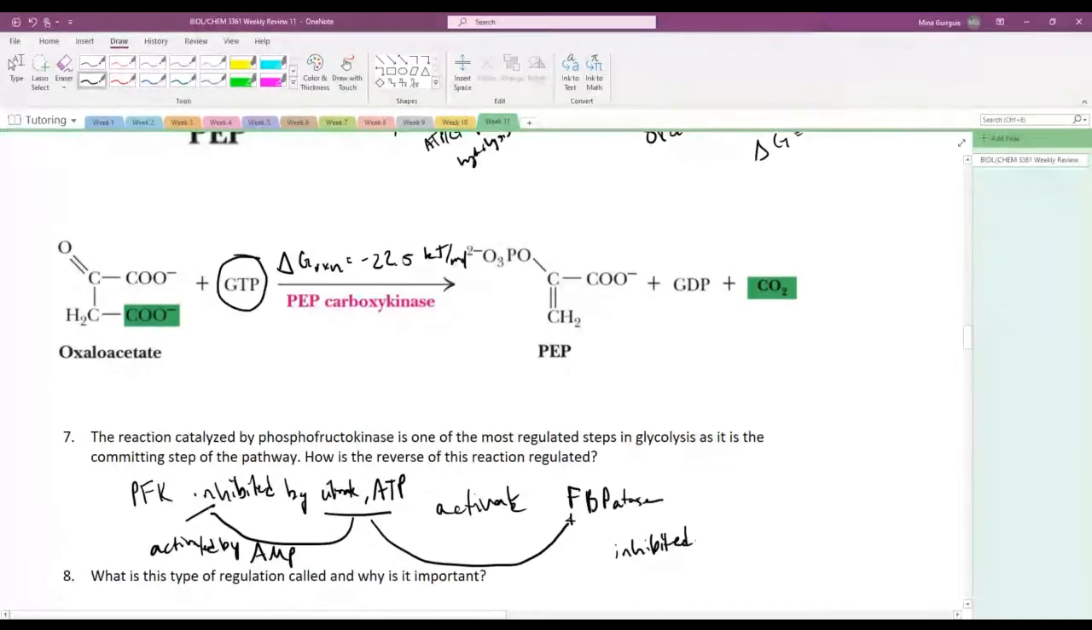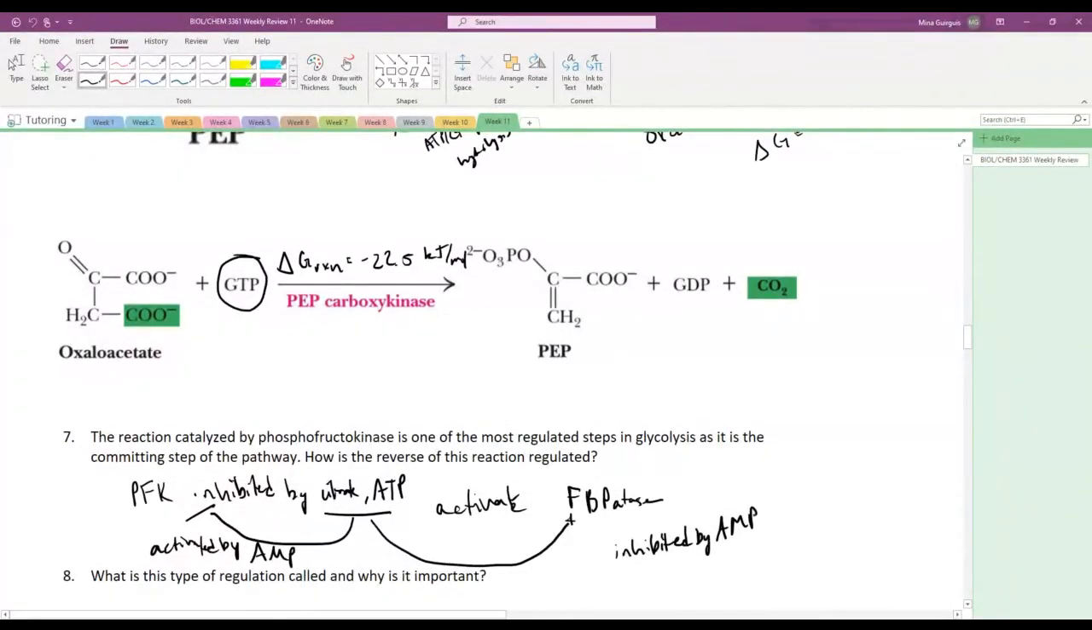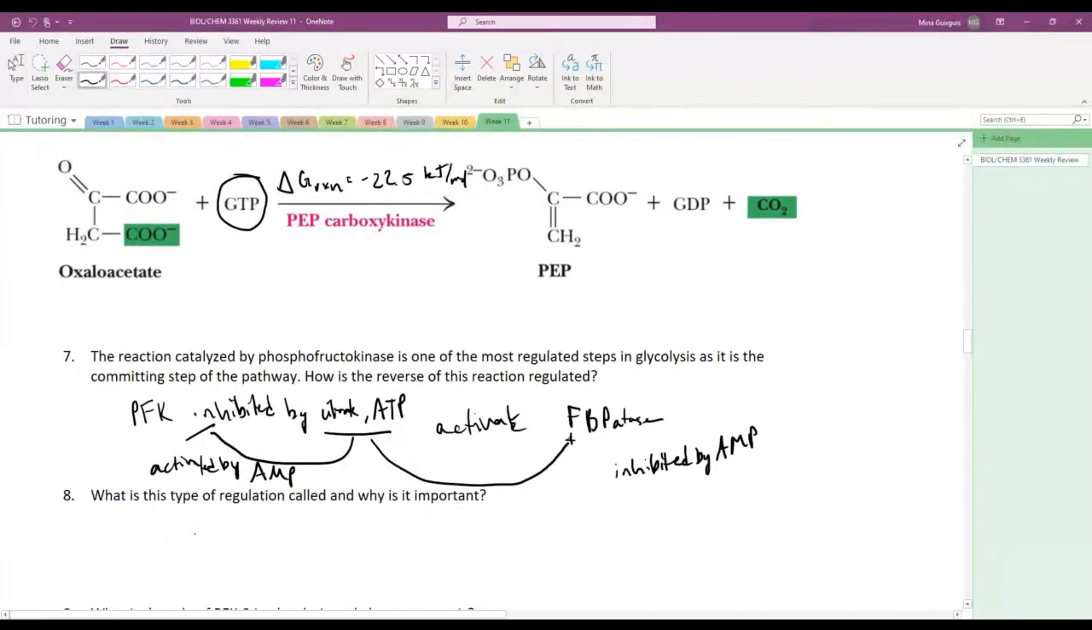And that makes sense as well, because AMP tells us we have very low energy. Low energy tells us we need glycolysis running. Having glycolysis running means let's stop gluconeogenesis because we don't want to waste that energy. Like I mentioned, this is called reciprocal regulation.